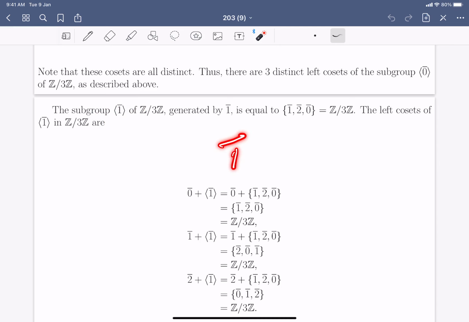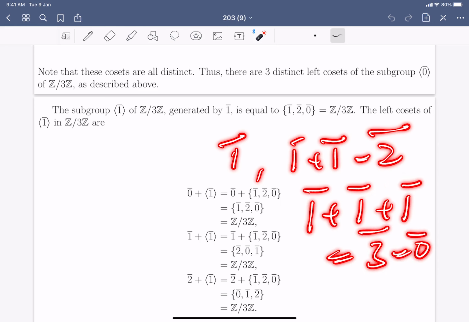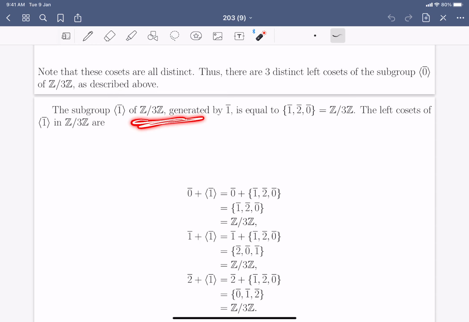So you have to have 1 bar, and then you have to have 1 bar plus 1 bar, which is 2 bar, and then you have to have 1 bar plus 1 bar plus 1 bar, which is 3 bar, which is same as 0 bar, right? So the subgroup of Z mod 3Z generated by 1 bar consists of 0 bar, 1 bar, and 2 bar, these 3 elements, which is equal to Z mod 3Z.